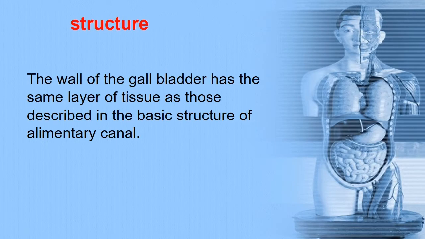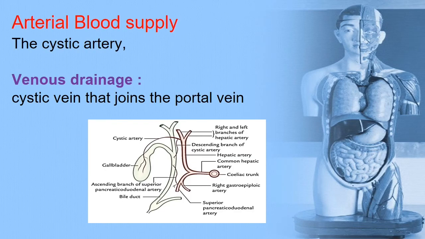Now we'll see the structure of the gallbladder. The wall of the gallbladder has the same layers of tissue as those described in the basic structure of the alimentary canal or GI tract. Now, the arterial blood supply of the gallbladder is given by the cystic artery, and venous drainage is done by the cystic vein, which joins the portal vein.